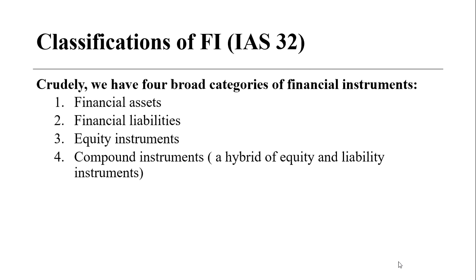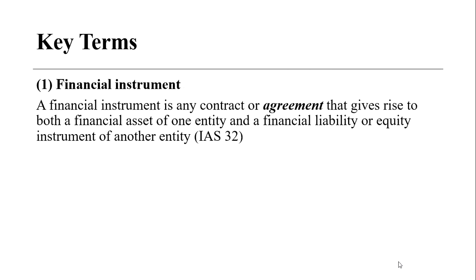Crudely, we have 4 broad categories of financial instruments. Number 1, financial assets, financial liabilities, equity instruments, and then compound instruments, which are a hybrid of equity and liability instruments. Now, let's go through them one by one and discuss briefly what these mean. Let us start with a financial instrument. What is a financial instrument?